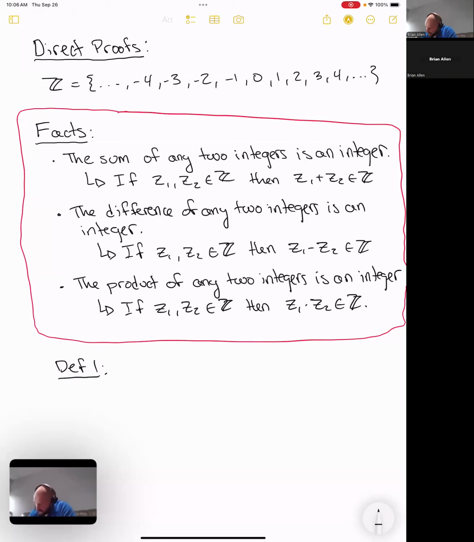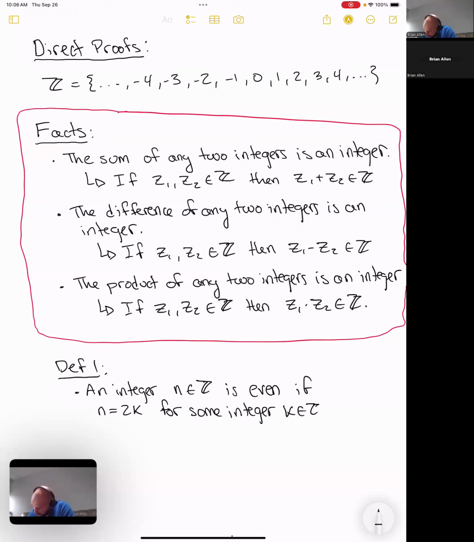So we want to define even and odd integers, something that you've probably seen before, but let's make a careful definition. So an integer n is even if it can be written in the following way, which means that it can be written as 2 times another integer, for some integer k. So we say an integer n is even if it can be written as 2 times some other integer.